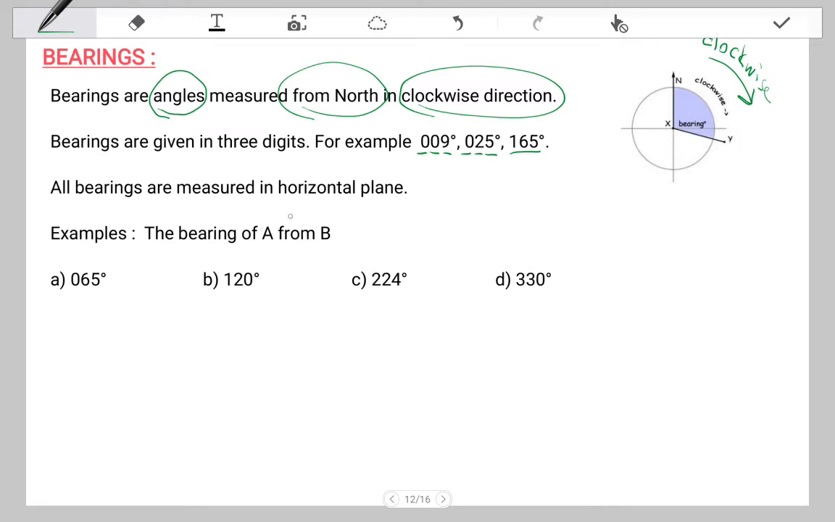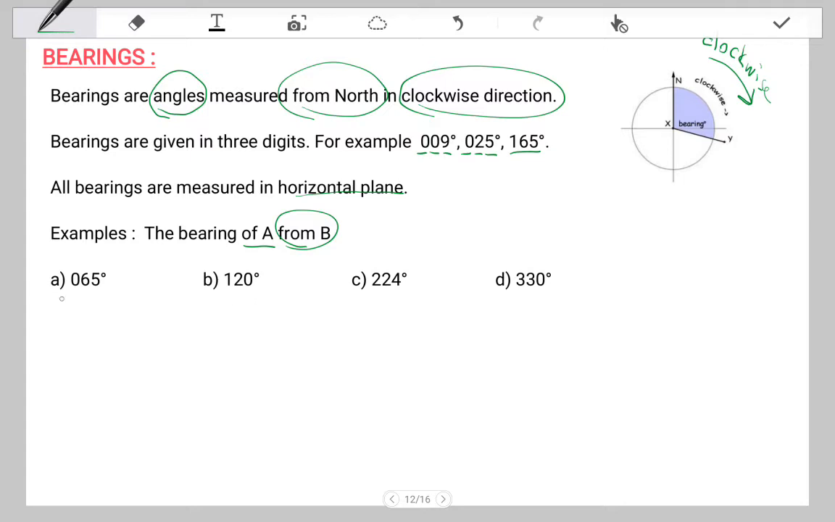So 165 degrees, for example, is already a bearing. All bearings are measured in the horizontal plane. Bearings are used in navigation. They help locate objects or positions within a two-dimensional plane, such as a map or diagram. Let's do some examples. We have 4 different bearings here. These are 4 different bearings of A from B, and I'm going to do a sketch for each to show you the positions of A.